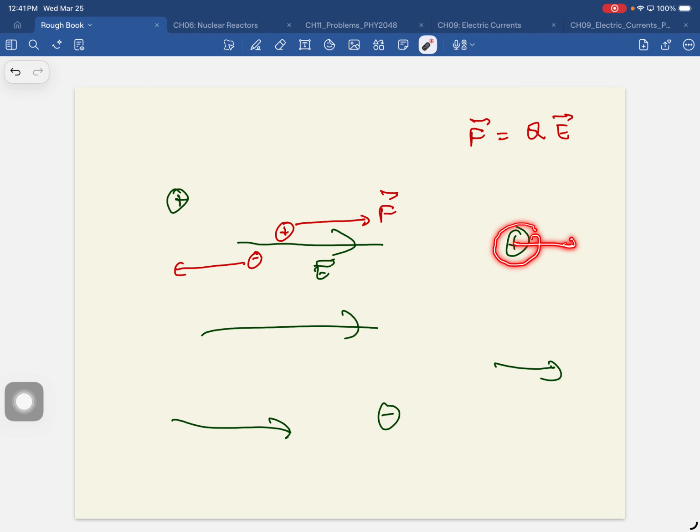When you start moving them, we call it an electric current. So we'll study the electric current and some of its properties, and in a couple of chapters, what we'll learn is that a moving charge also produces a magnetic field.